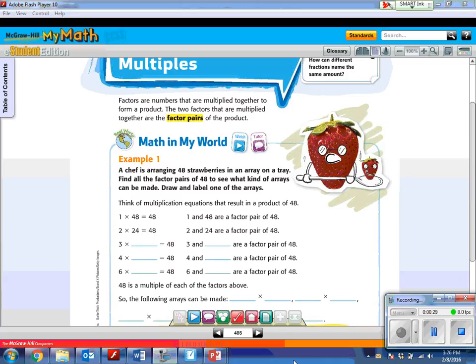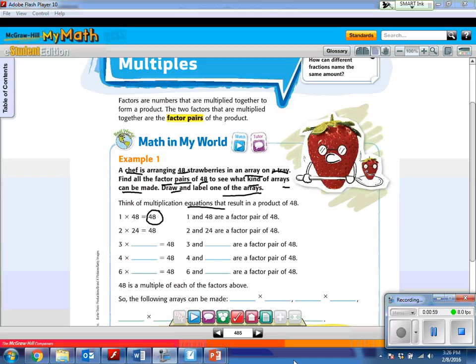Now, going along with this, let's take a look at an example in the real world. Let's just say a chef is arranging 48 strawberries on an array on a tray. We need to find all the factor pairs, meaning all the numbers that we can multiply together, of 48 to see what kind of arrays can be made. Draw and label one of the arrays. Now, what we're going to be doing in this is we're going to be looking at the number 48, and we're going to think about the multiplication equations that can result in a product of 48, or what can I multiply together to get 48.